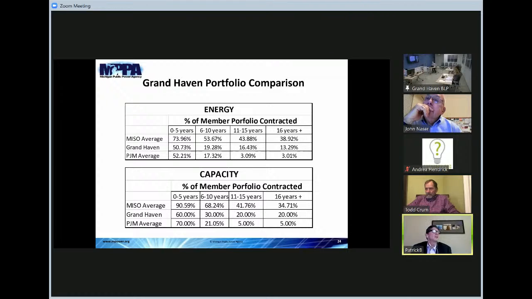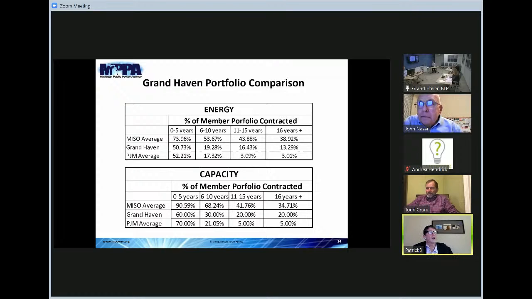So for energy, as an example, in that 0 to 5 years, 50% on average of your portfolio is under a contracted fixed price arrangement, just under 20% in that 6 to 10 year time horizon, about 16% in that 11 through 15, and 13% thereafter. And you might ask, well, what are those resources that are way out there at 16 years? Those are wind and solar PPAs that Grand Haven has entered into in the last few years, which is really comprising that period of time. So most of that's renewable energy out 16 years and longer.